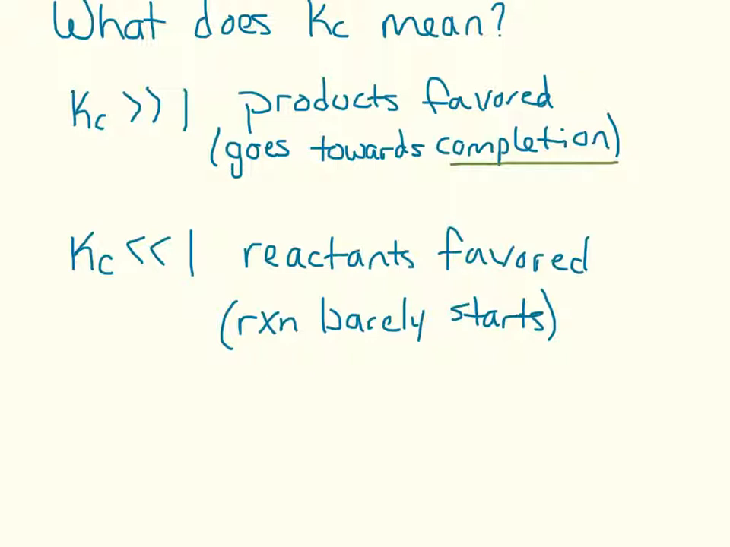If the Kc value is less than 1, and I'm not saying a negative number, I'm saying a decimal value like 10 to the negative 3, and so on, that means the reactants are favored because the larger concentration value is on the bottom of that mathematical expression. And this means the reaction barely starts and we have very little product compared to reactant.